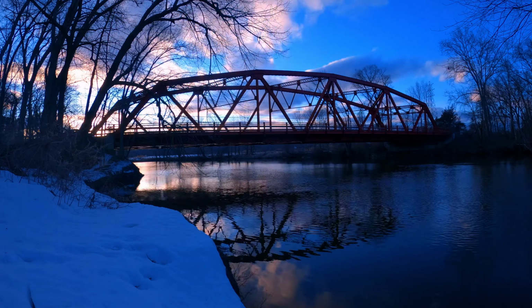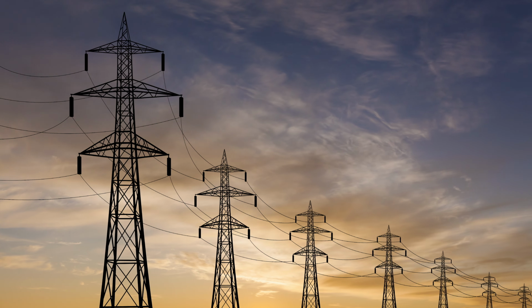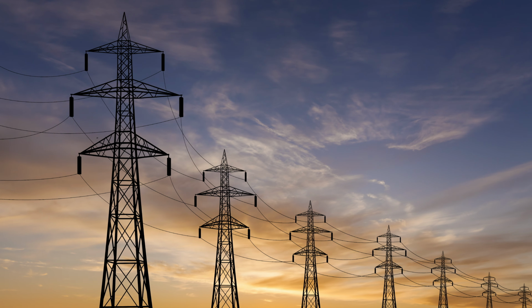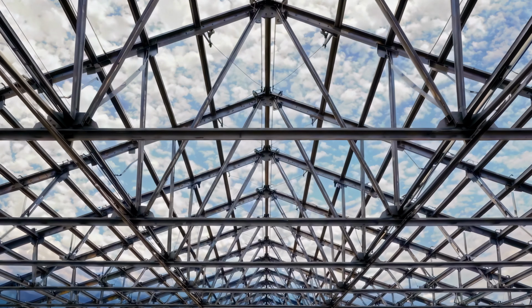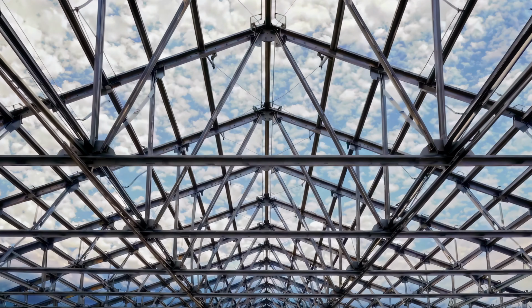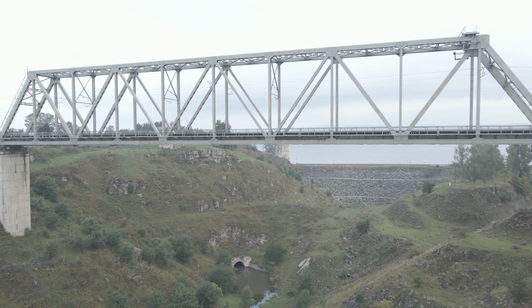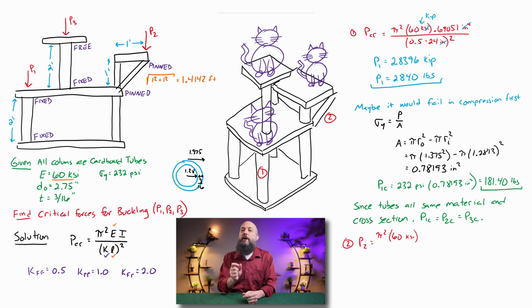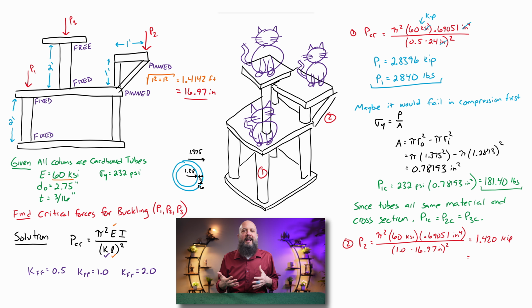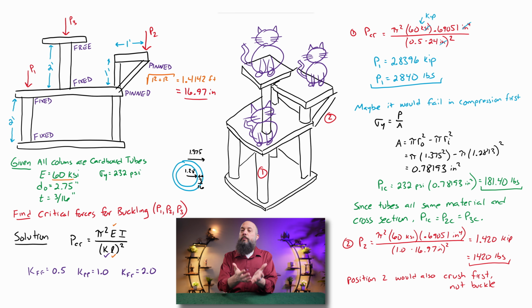Pinned joints are most commonly seen in trusses. Those members are always going to be modeled as pinned. And so sometimes you'll need to consider buckling in a truss, not only tension or compression. So now with position 2, I'm using 1.0 for K and using my modified length here, about 17 inches. We still find that this isn't going to buckle until there's 1,420 pounds.